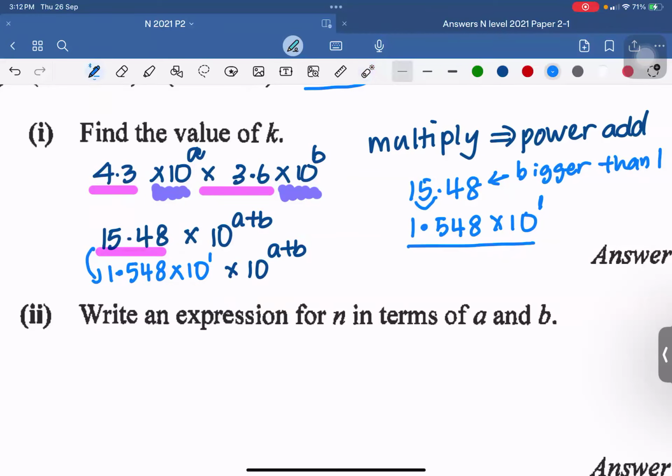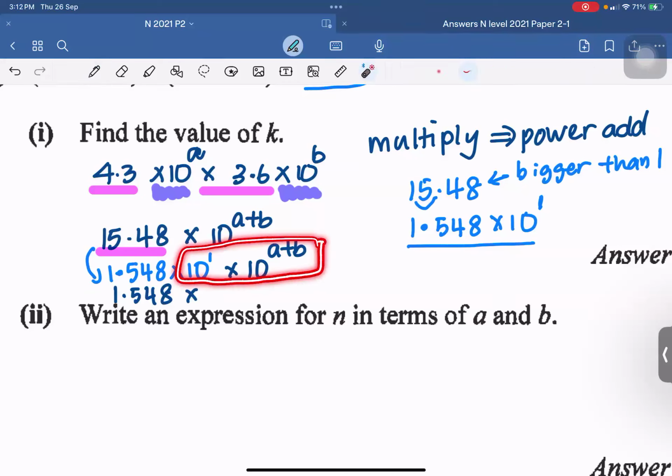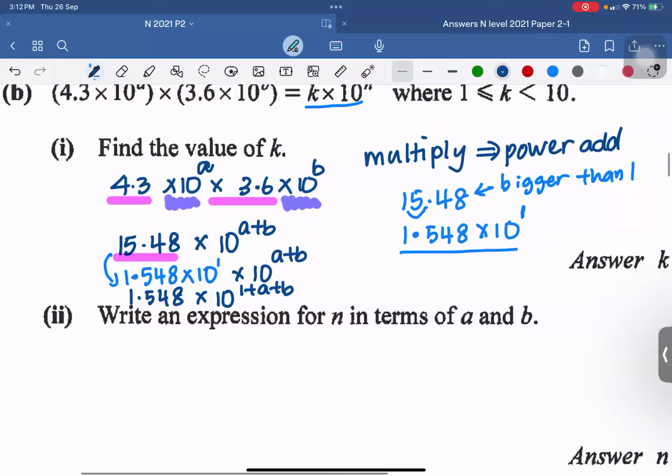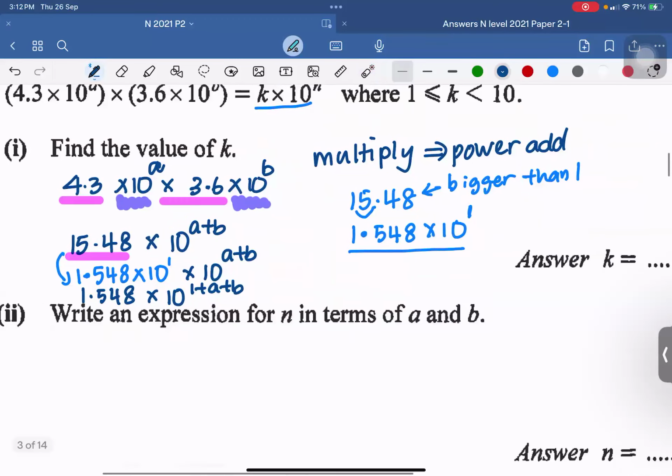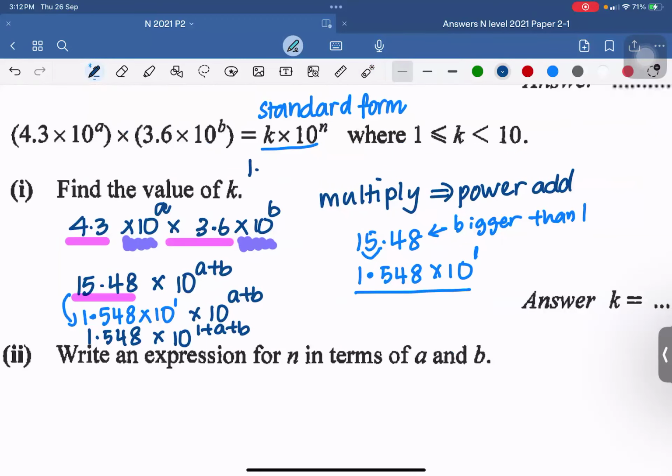This part will be 1.548 times, what happens to this? What happens to the power when you do multiplication? Add together. So it'll be 10 to the power 1 plus a plus b. So your final answer for the number will have changed to 1.548 times 10 to the power 1 plus a plus b.